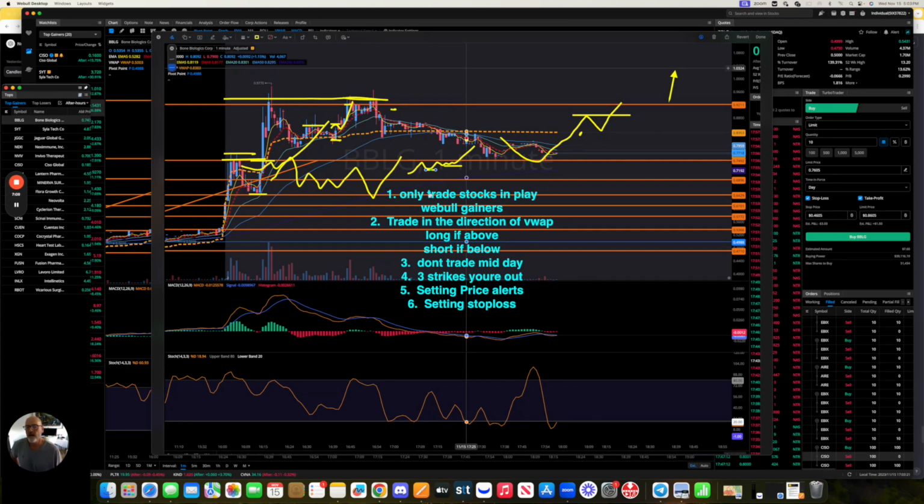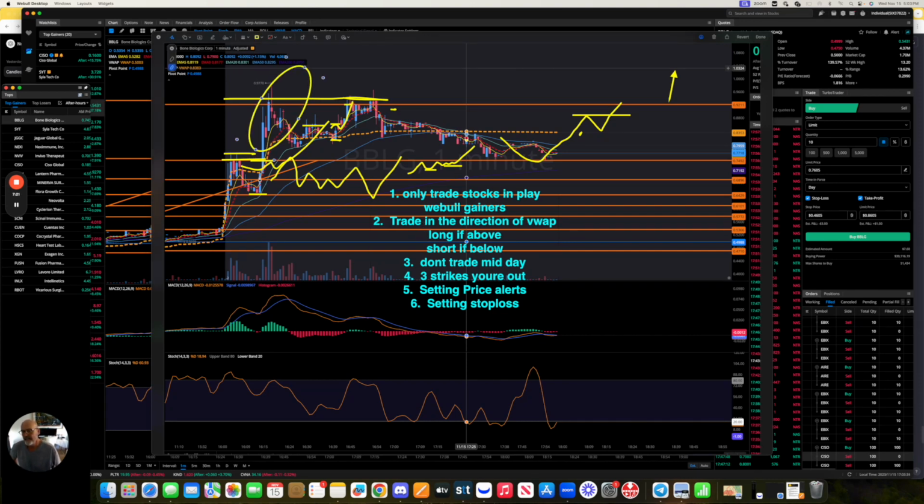So let's go over it again. Only trade stocks in play. I use Webull gainers, and maybe 1 or 2 from the room, because we are all very helpful to each other. Trade in the direction of VWAP. If it's over VWAP, obviously the stock goes up. If it's under VWAP, it's going down. And this stayed above VWAP, so you could have probably had 1 more trade here. Not an issue. But after it broke down, you shouldn't be trading up when it's under VWAP. Very simple, logical stuff you need to hear over and over again.